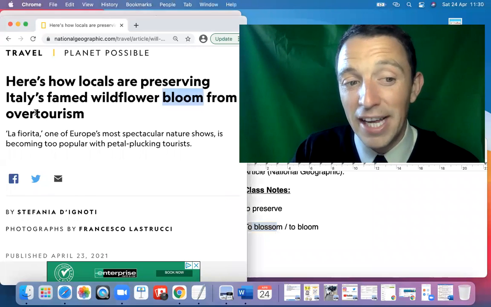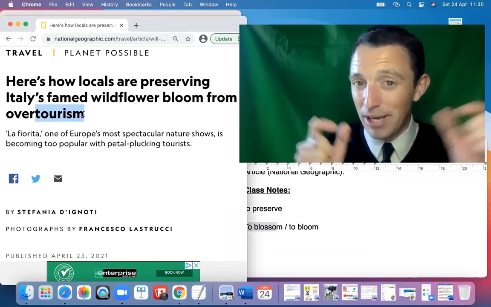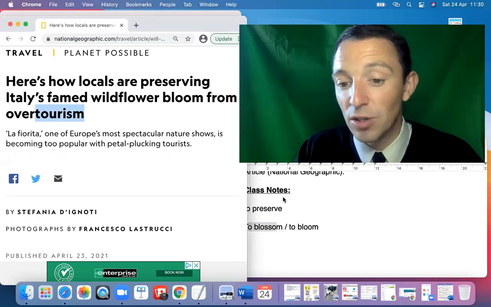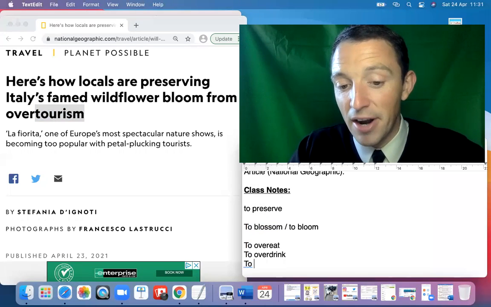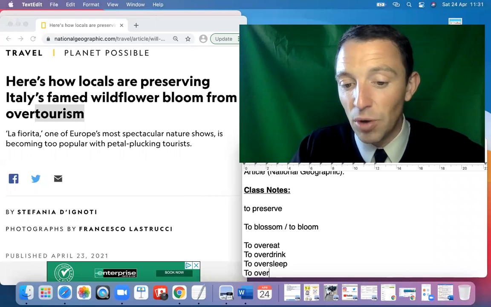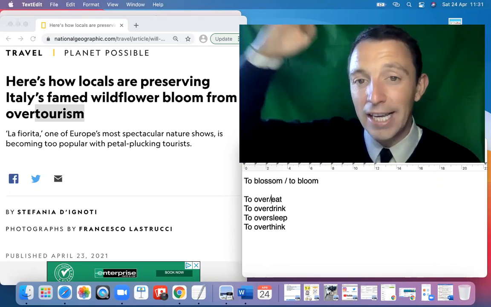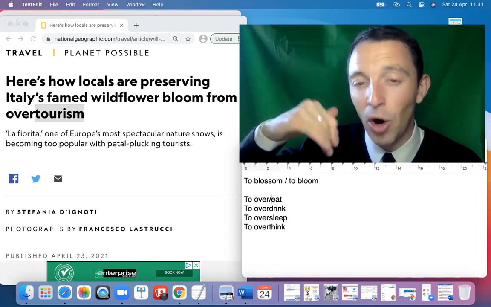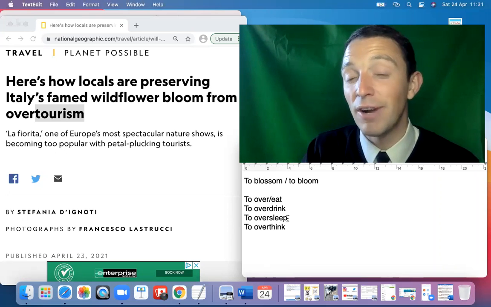Over tourism, so this is very interesting as well. Tourism is the topic and over is the prefix we use for excessive. Okay, so it's possible to say to overeat, to overdrink, to oversleep. Okay, so these are very, very important words in relation to the prefix over, and we can say to overthink. Okay, so basically it's excessive. So if you eat excessively, it's overeat. If you drink excessively, you overdrink. If you sleep too much, you oversleep. Okay, and that's usually related to work.